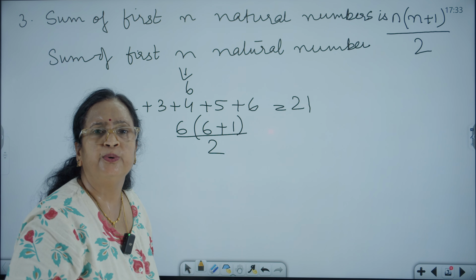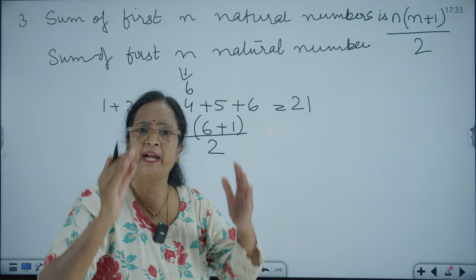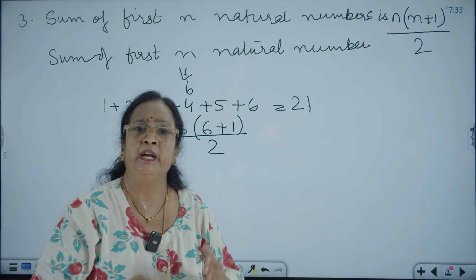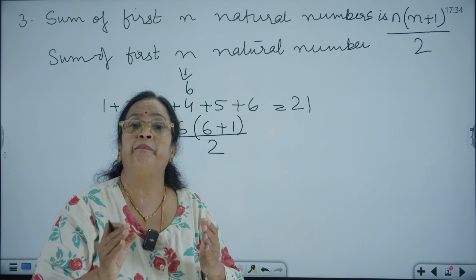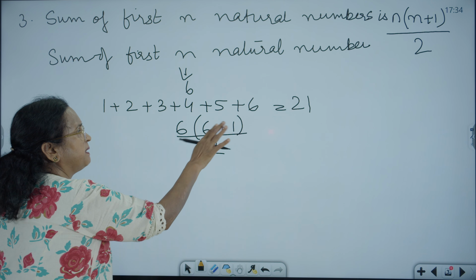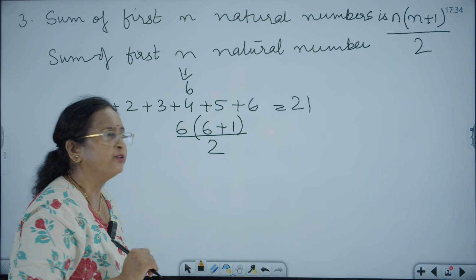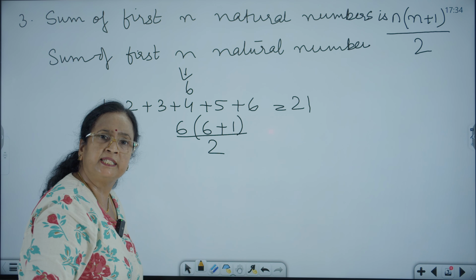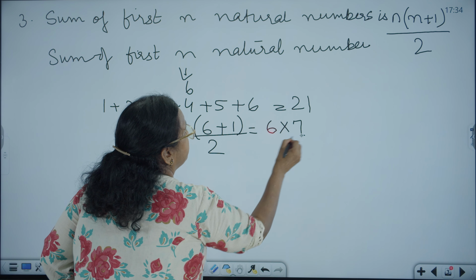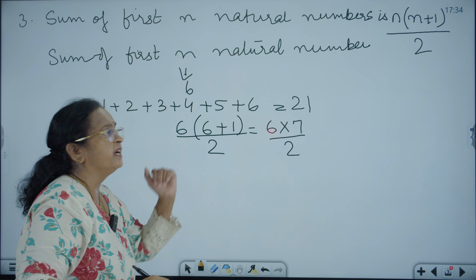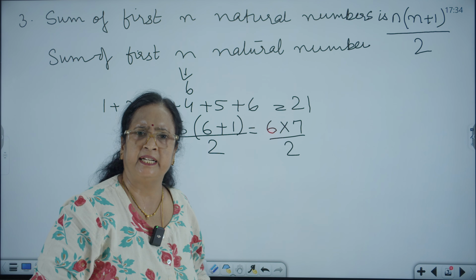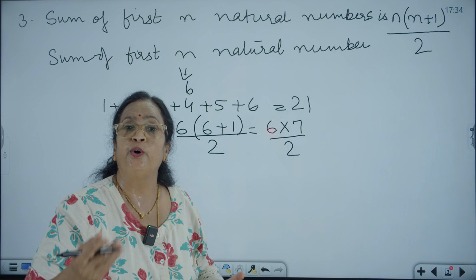Again, I remind you, when we do such sums where brackets or more than one mathematical operation are involved, plus, minus, bracket, please use BODMAS to get the correct answer. So, first I will solve the bracket according to BODMAS. 6 plus 1 is 7. 6 into 7 by 2. Here you can multiply, 6 sevens are 42, by 2, and then cut it. But it takes a long time.